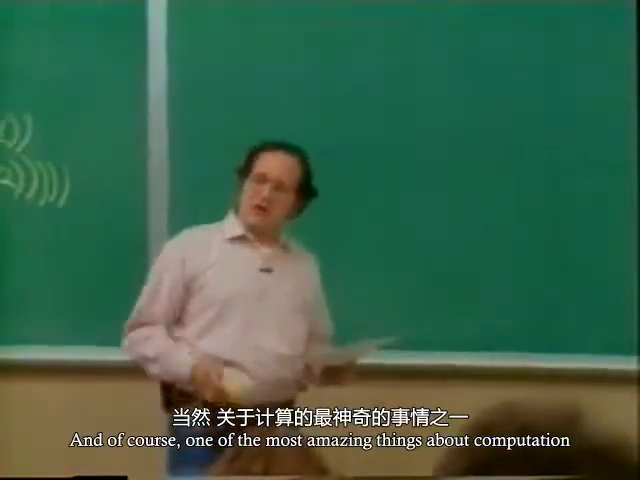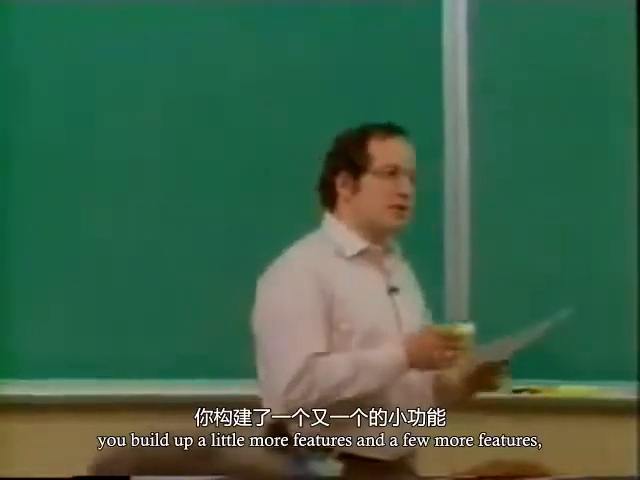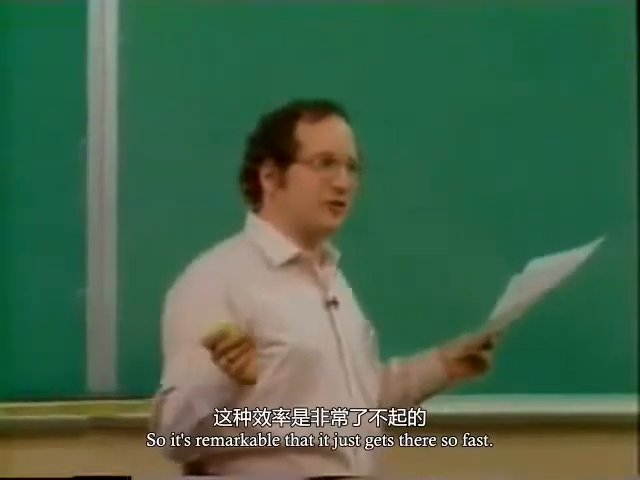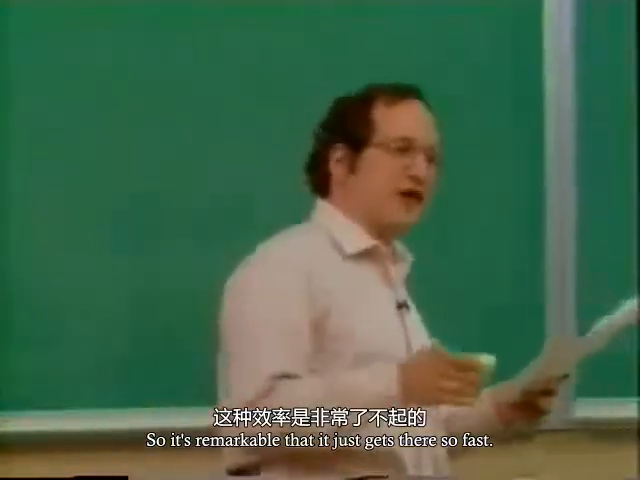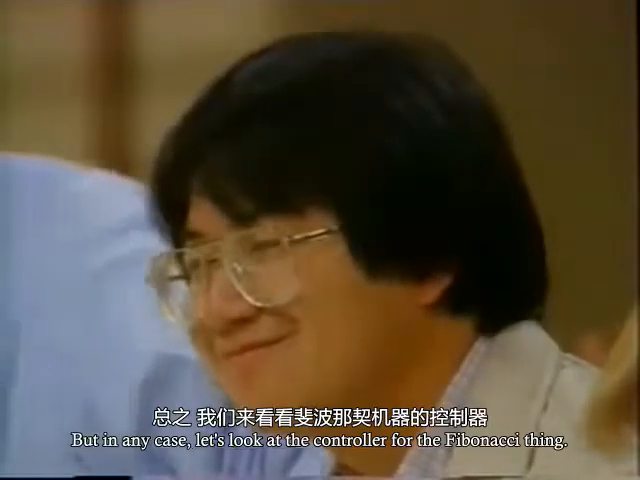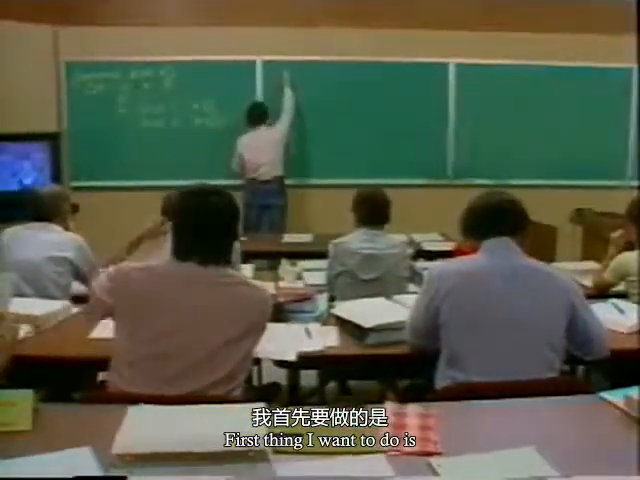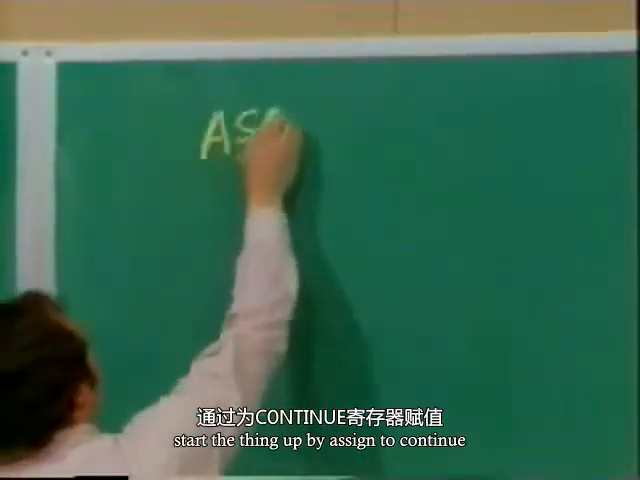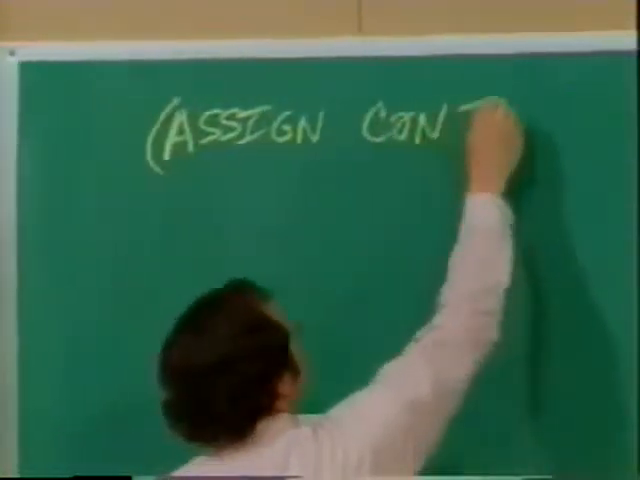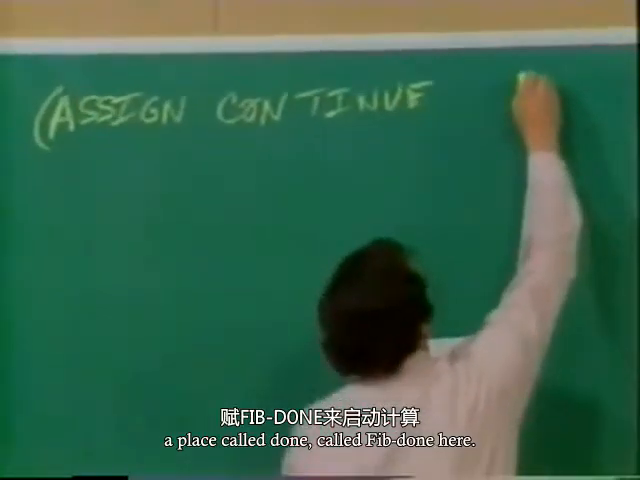And of course, one of the most amazing things about computation is that after a while, you build up a little more features and a few more features, and all of a sudden you've got everything you need. Okay, so it's sort of remarkable that it just gets there so fast. I don't need much more to make a universal computer. But in any case, let's look at the controller for the Fibonacci thing. First thing I want to do is start the thing up by assigning to continue a place called fib done here.